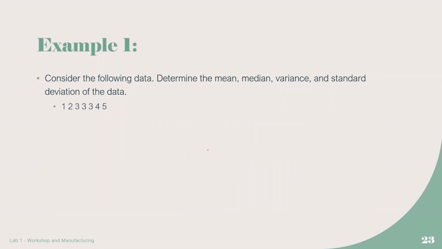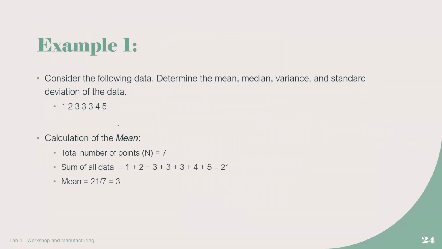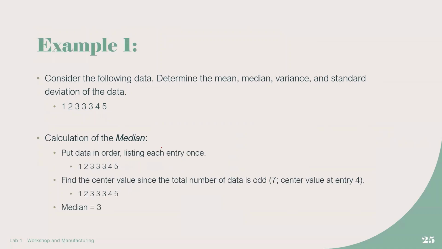Here we have an example. I made 1, 2, 3, 4, 5, 6, 7 measurements, and these are my measurements. So how do we calculate the mean? We just sum the measurements and divide by the total number of elements, which was 7. This is how you calculate the mean.